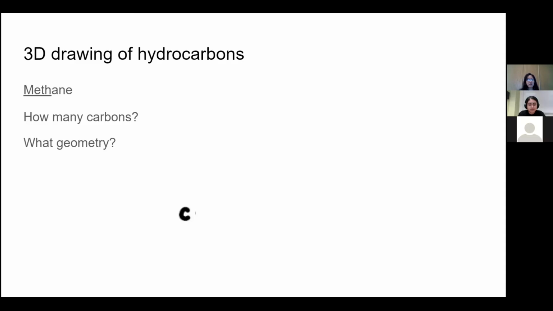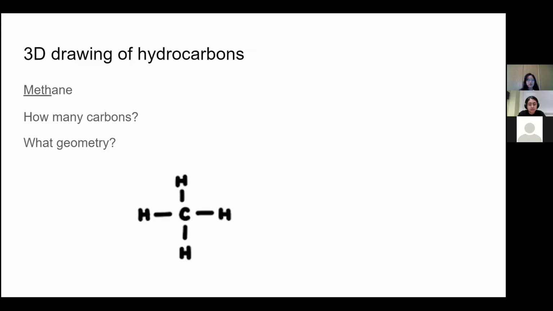So in hydrocarbons, carbon is just bonding to hydrogen. So it's going to form 4 bonds to 4 hydrogens. So if you're going to draw the 2D structure, or like the skeletal structure, it would look something like this. So just carbon, 4 hydrogens.